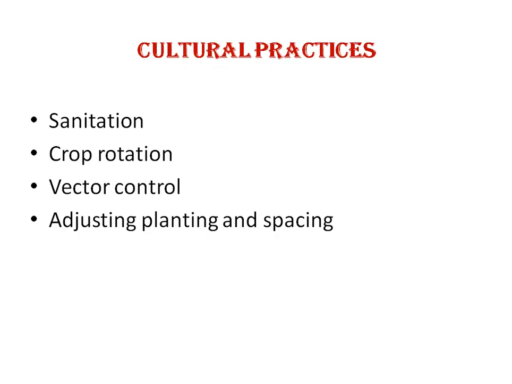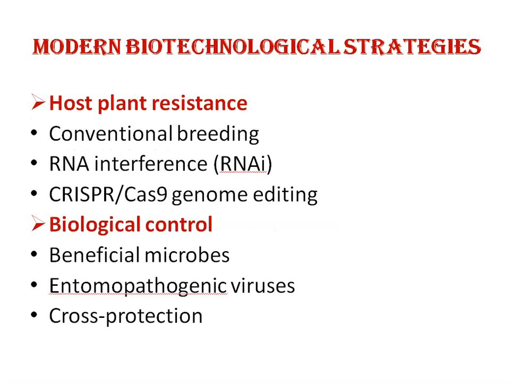Next, use of virus-free planting material. So using clean certified stock from the start is one of the most effective preventive measures for controlling viral diseases. So national and local programs test and certify seeds, tubers, and other propagative material to ensure they are free of known viruses. Then next are modern biotechnological strategies.